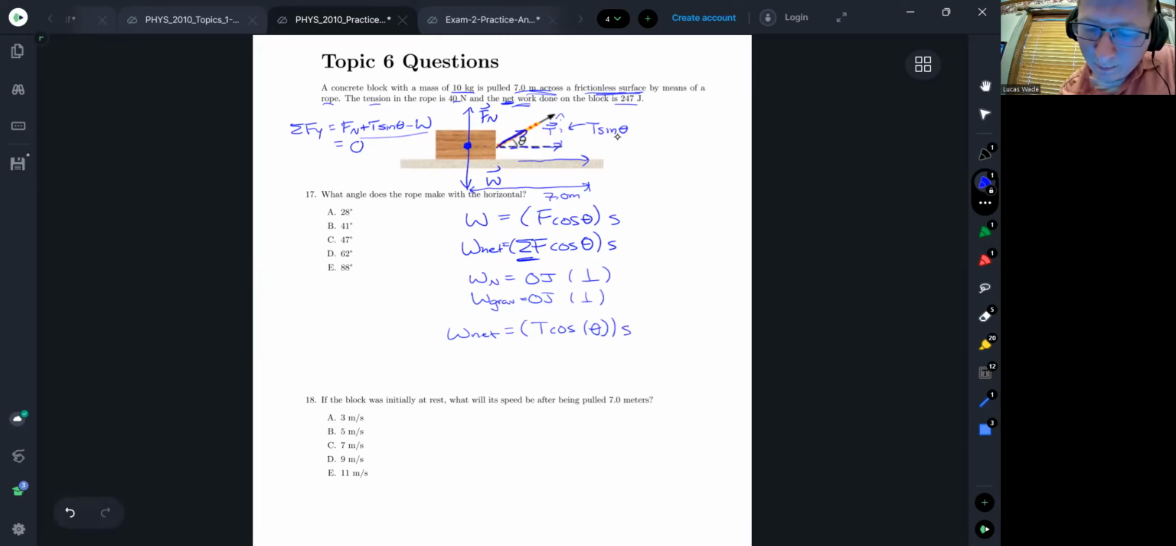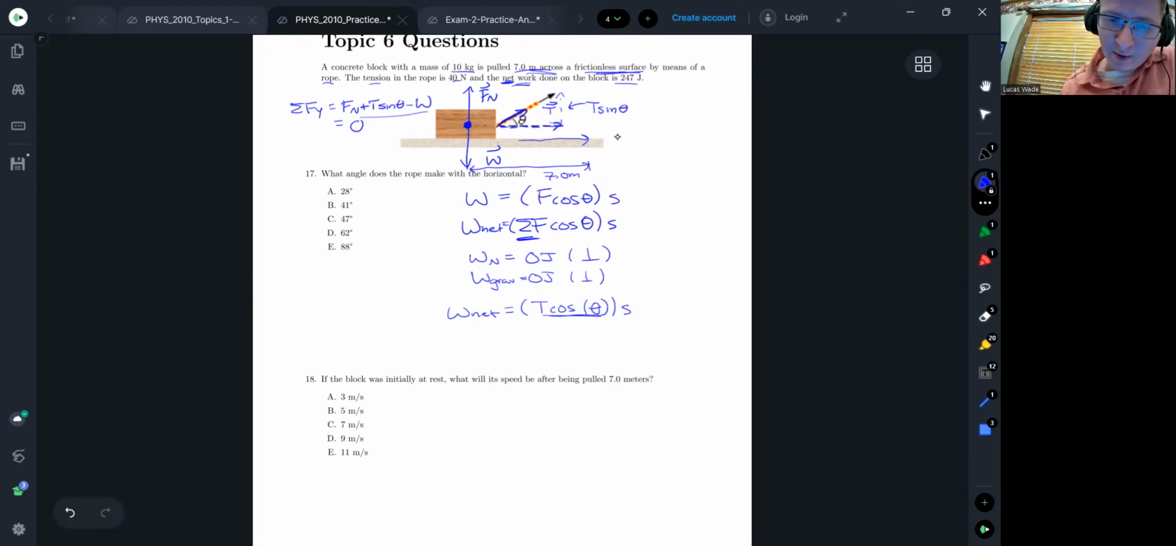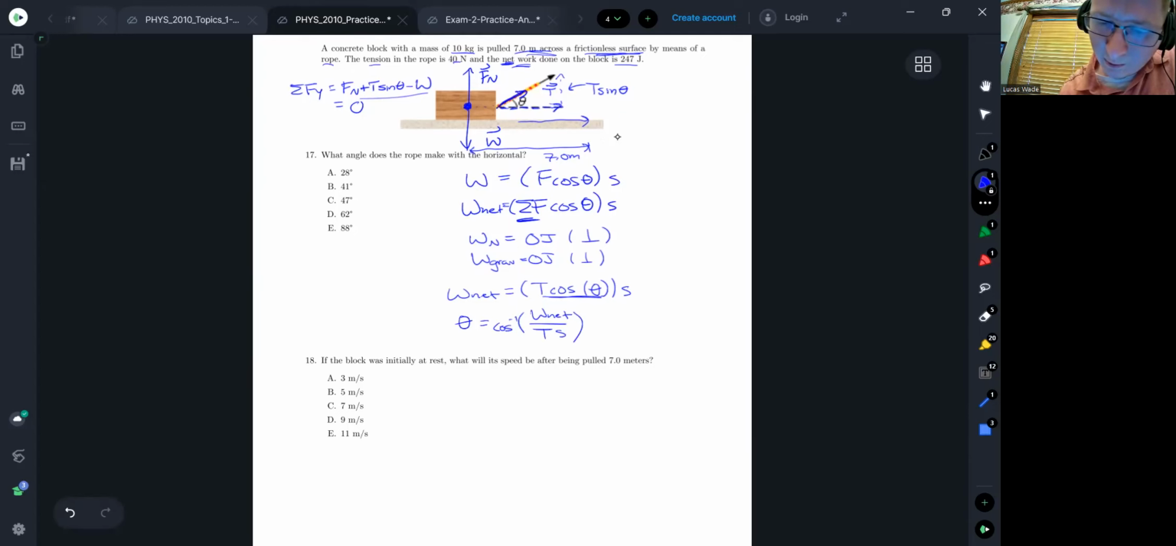times that displacement. So the cosine part takes care of the fact that it's only the horizontal component of this tension that's going to do any work. That's what we're finding here, that horizontal component. And so if we want to find theta, we just solve this for theta. We divide through by the magnitude of the tension force and that displacement, then take the inverse cosine of all of that to get theta on its own.